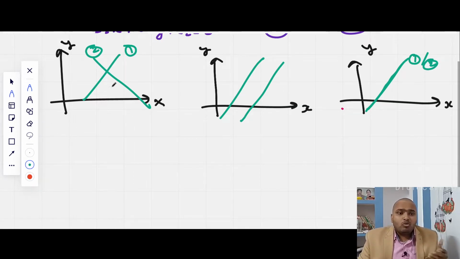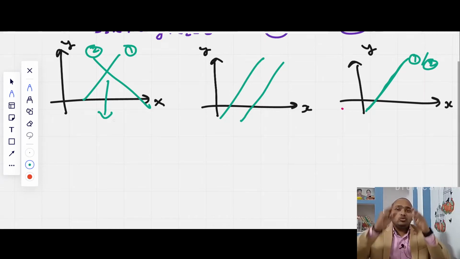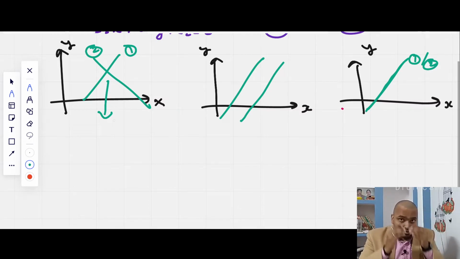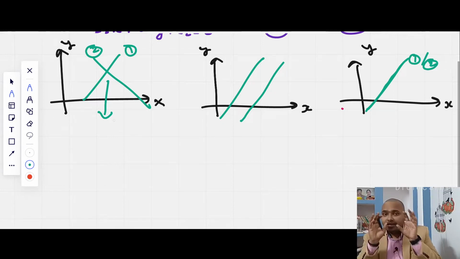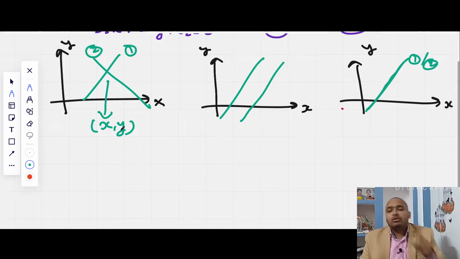So what do we mean by single? They intersect at a single point. It means there is one x and y value which satisfies both equations. What do we mean by satisfying both equations? When you put those x and y values in the two equations, the left hand side and right hand side will be equal to each other. So in this condition we get only one point.